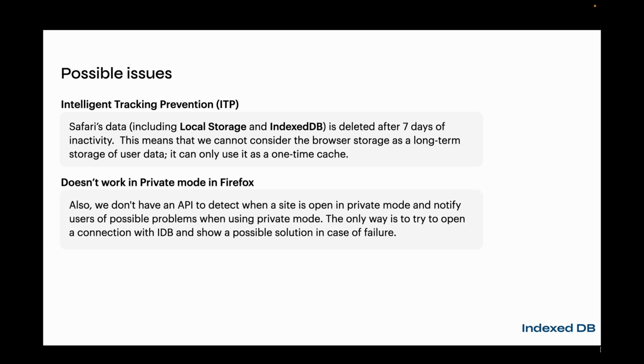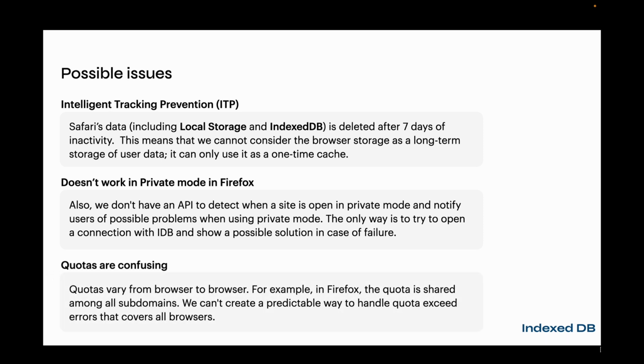It doesn't work in private mode in Firefox. Also, we don't have an API to detect when a site is open in private mode and notify users of possible problems when using private mode. The only way is to try to open a connection with IDB and show a possible solution in case of failure. And quotas are confusing. Quotas vary from browser to browser. For example, in Firefox, the quota is shared among all subdomains. We can't create a predictable way to handle quota exceeded errors that covers all browsers.